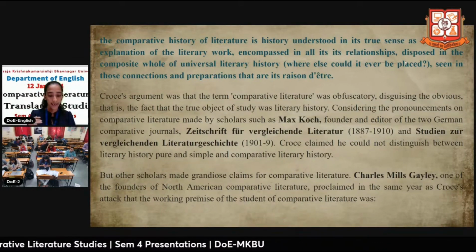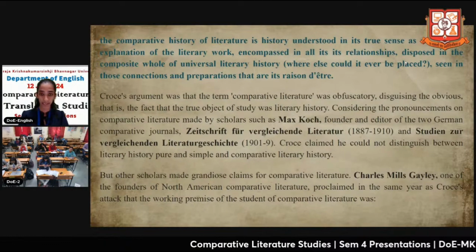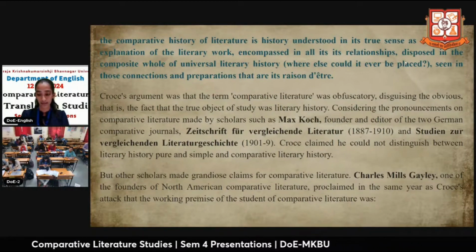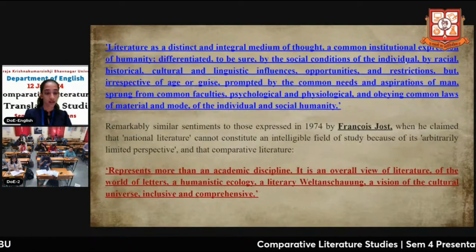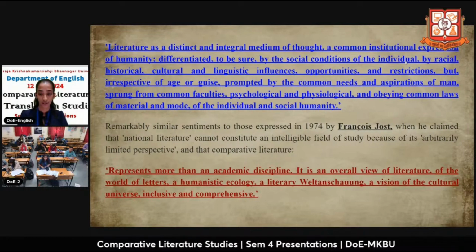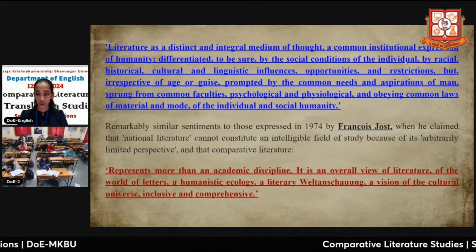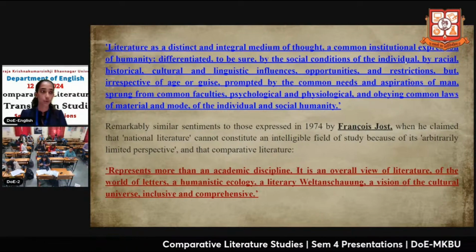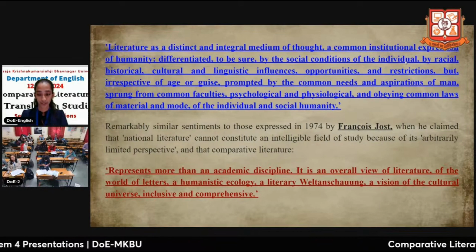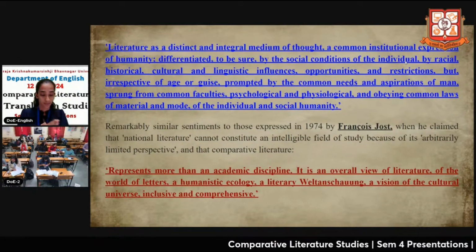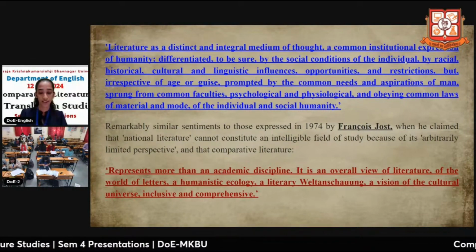But other scholars made grandiose claims for comparative literature. Charles Mills Gayley, one of the founders of North American comparative literature, proclaimed in the same year as Croce's attack that the working premise of the student of comparative literature was literature as a distinct and integral medium of thought, a common institutional expression of humanity, differentiated, to be sure, by the social conditions of the individual, by the racial, historical, cultural, and linguistic influences, opportunities, and restrictions, but irrespective of age or guise, prompted by the common needs and aspirations of man, sprung from common faculties, psychological and physiological, and obeying common laws of material and mode of the individual and social humanity.